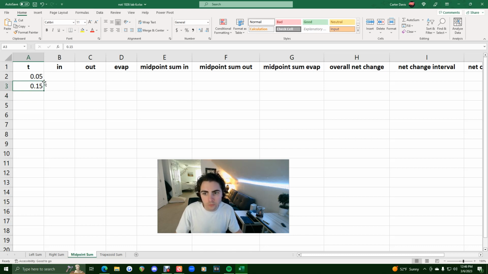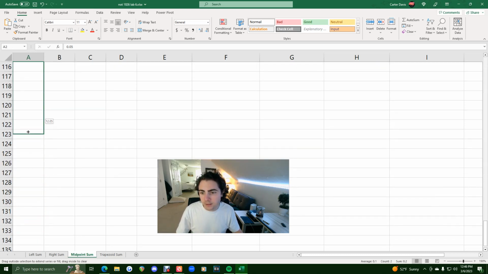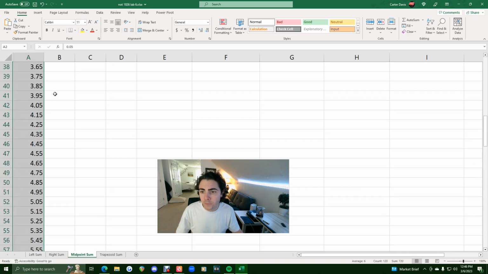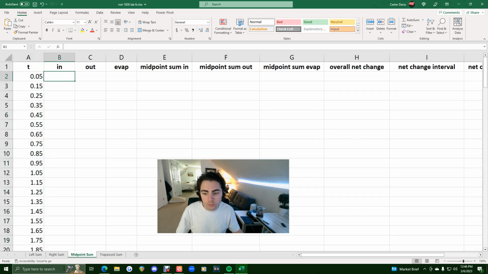So you could do the formula of A2 plus 0.1, or you can just type these two numbers, highlight them both, and drag this down until we're just before 12, at 11.95. If we go past 12, we're too far. We don't want to go past 12, right? And then the formulas will still be the same.